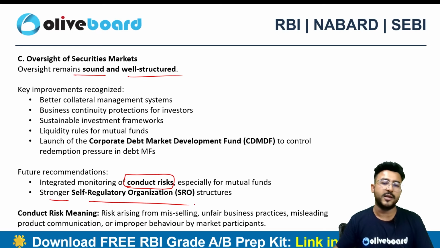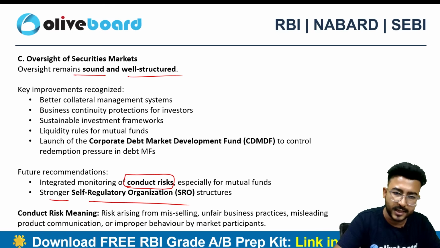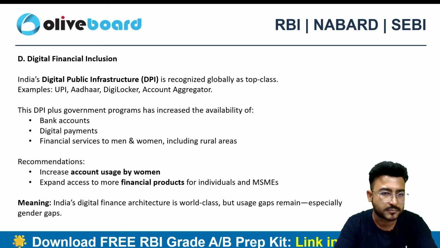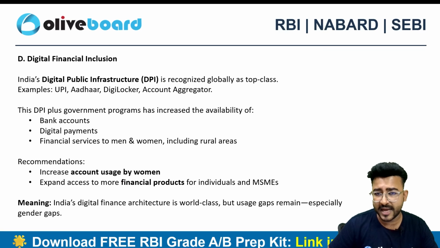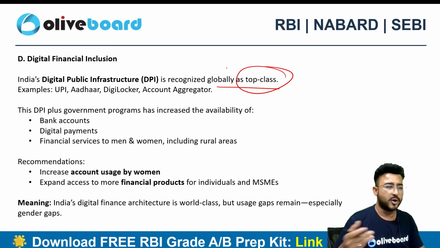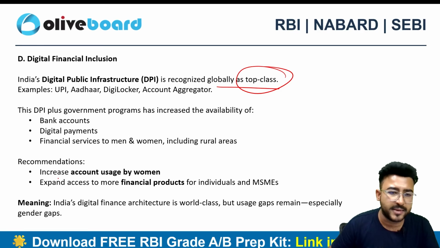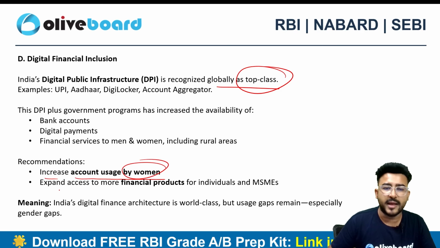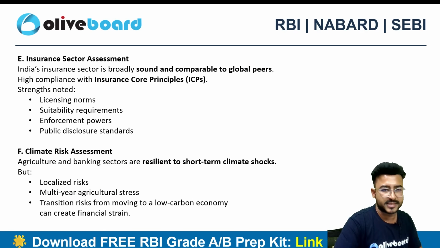Stronger self-regulatory organization structure. So again, SRO के status RBI frequently दे ही रहे हैं. Then digital financial inclusion. India's DPI is recognized globally as top class, right? You can talk about here the growth story of the UPI, right? So recommendations from the World Bank here are about increasing the account usage by women and expanding the access to more and more financial products for the individuals and MSMEs, right?